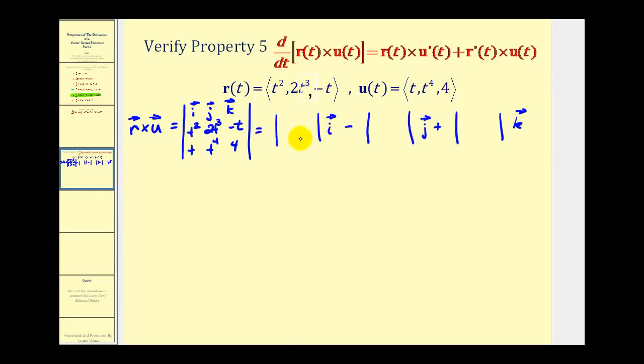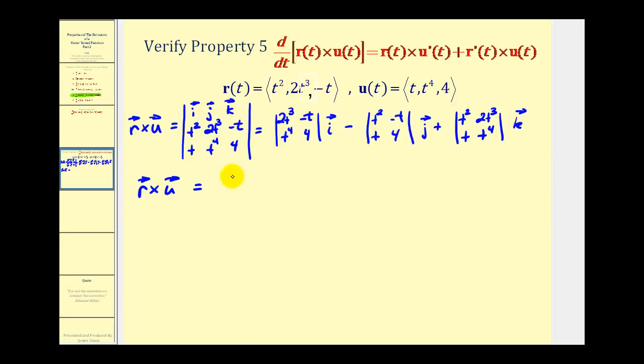Remember, this first 2 by 2 determinant will be formed by eliminating row 1 and column 1, so we'll have 2t cubed, negative t, t to the fourth, and 4. This determinant will be formed by eliminating row 1 and column 2. So we'll have t squared, negative t, t, and 4. And the last 2 by 2 determinant will be formed by eliminating row 1 and column 3. So we'll have t squared, 2t to the third, t, and t to the fourth.